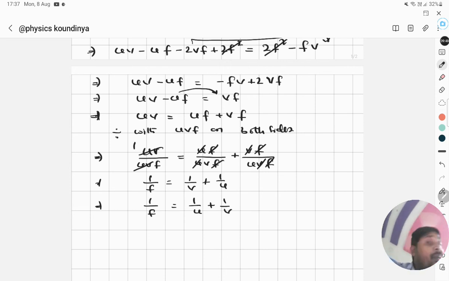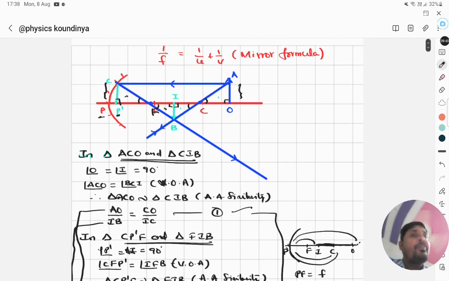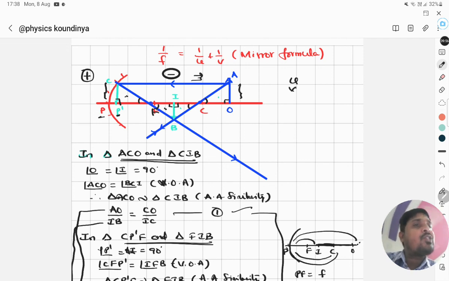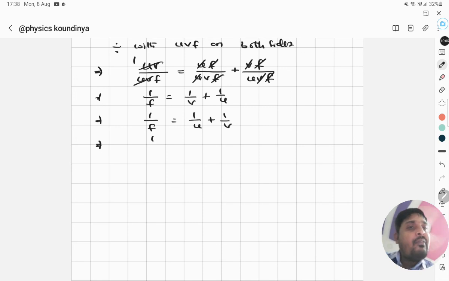See guys, I have not applied any sign convention here, but we have to apply sign convention. We all know how to apply sign convention. The side on which you place the object is going to become minus, and opposite to that is going to become plus. But in this case, U is on this side, V is also on this side, F is also on this side. Then all are going to become minus. So we are going to substitute the values here. 1 by minus F equals 1 by minus U plus 1 by minus V according to sign convention.